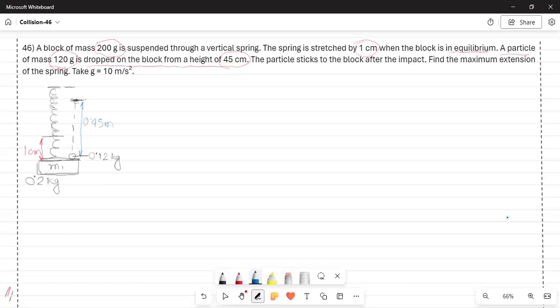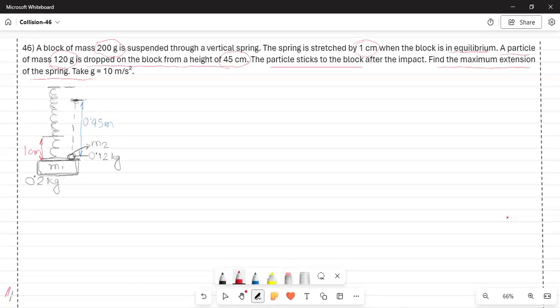Right? Then it further says the particle sticks to the block. That means for whatever reason, this M1 and M2, let us say this is M2, they stick to each other. Then final question is, find the maximum extension of the spring.